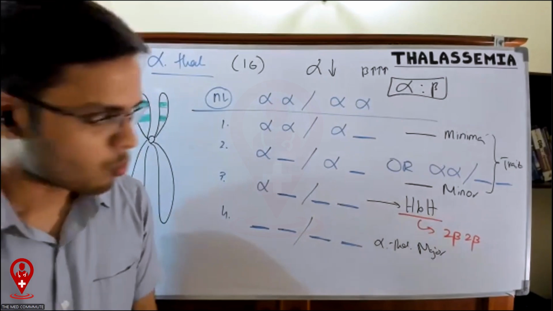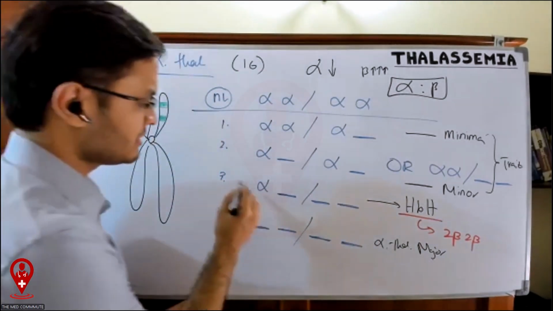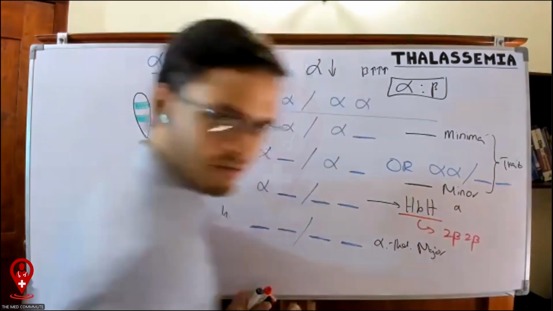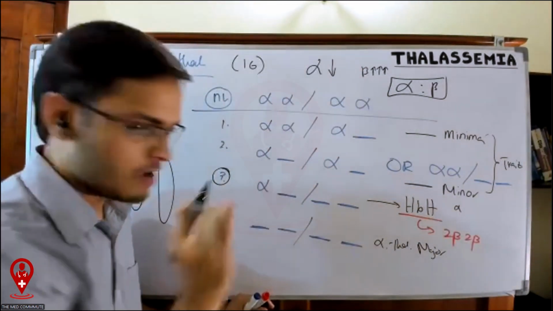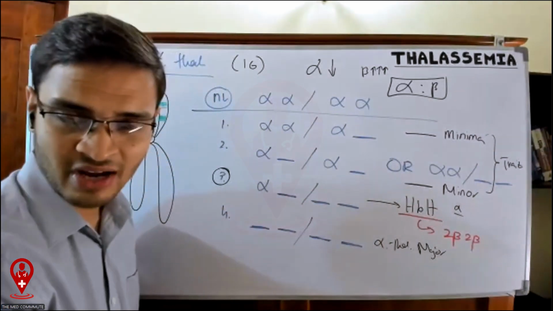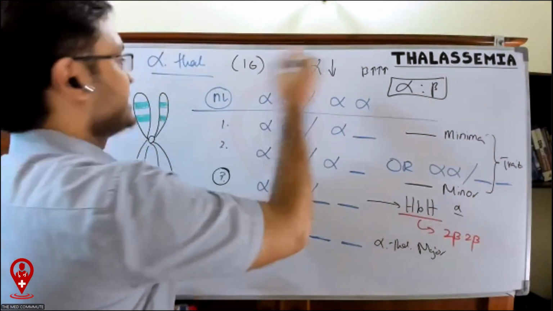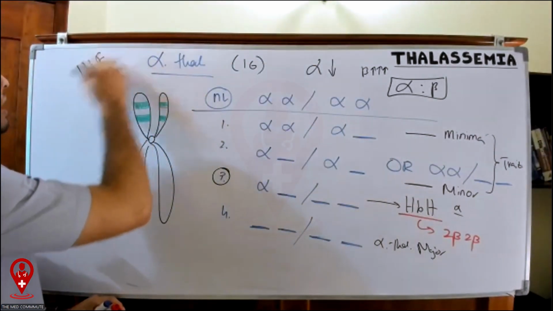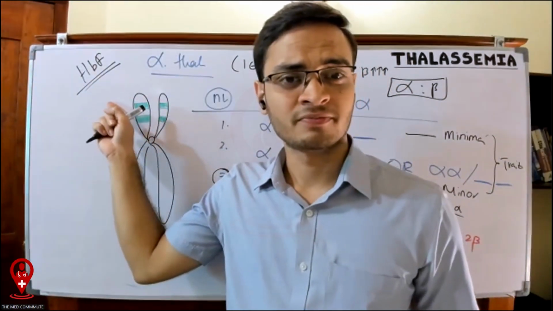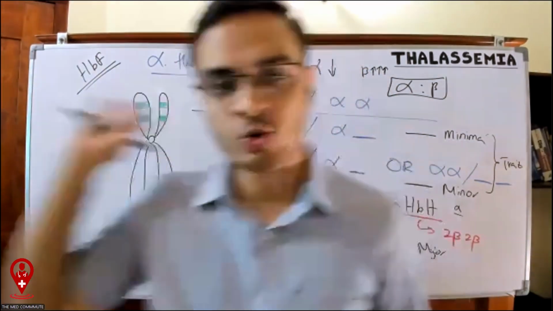Here, what is the important point? Now, in the third one, in HbH disease, we had some alpha there. Agreed? When there was some alpha, during the first 6 months of life, what do we need? We need what we call HbF. What is HbF made up of? What are the two chains? Come on. Alpha and gamma. 2 alpha, 2 gamma, right?